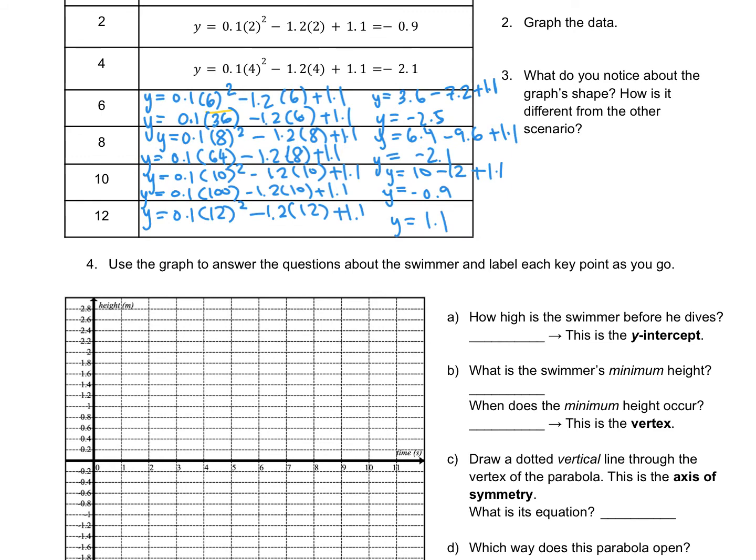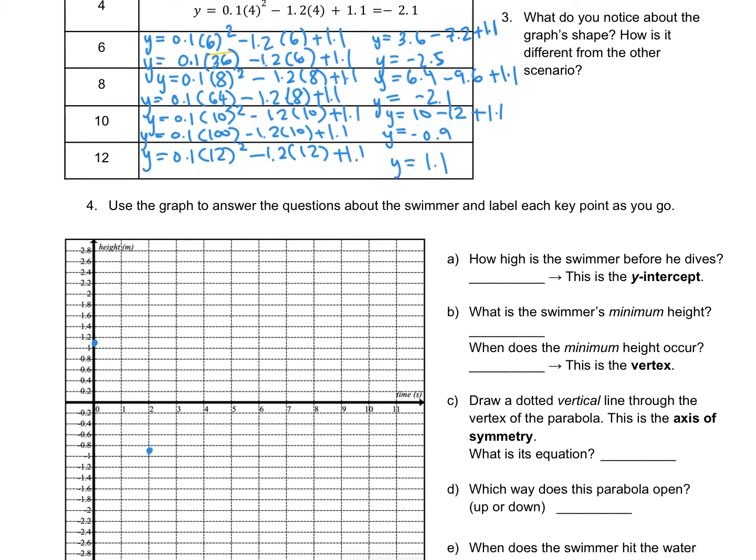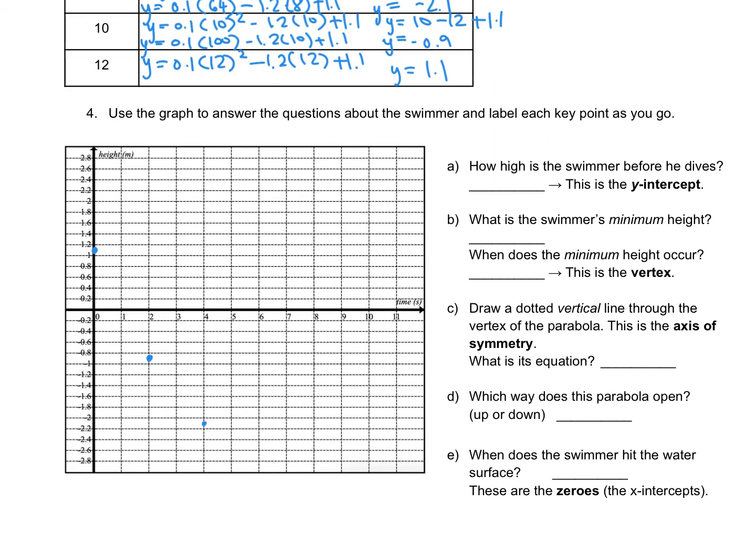So at time 0, we're at 1.1. At 2 seconds, we're at negative 0.9. At 4 seconds, we're at negative 2.1. At 6 seconds, we're at negative 2.5. Then at 8, we're back at negative 2.1. At 10, we're back at negative 0.9. And at 12, technically you're at 1.1. Then we can connect these points. And again, you see this U shape, but this time it's going upwards.